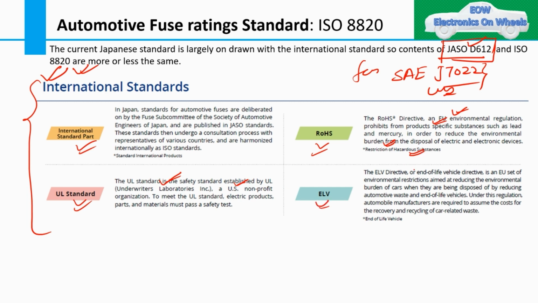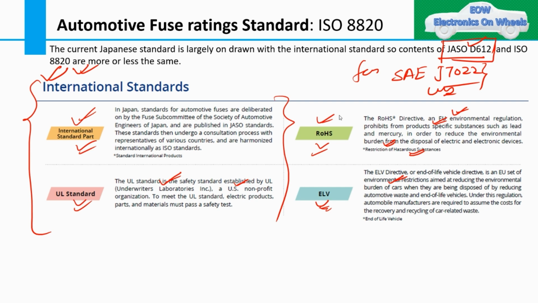ELV is the ELV directive, the End of Life Vehicle directive, an EU set of environmental restrictions that aims to reduce the environmental burden of the car when you are disposing of it. So these are all the standards which we use for a particular component, like a fuse, or we can take any component. Okay, so the international standard, you might already be aware that many times we use ISO and other things. The UL, RoHS and ELV are something different. RoHS also you might have seen many times on electronic components. So we have understood the standards.